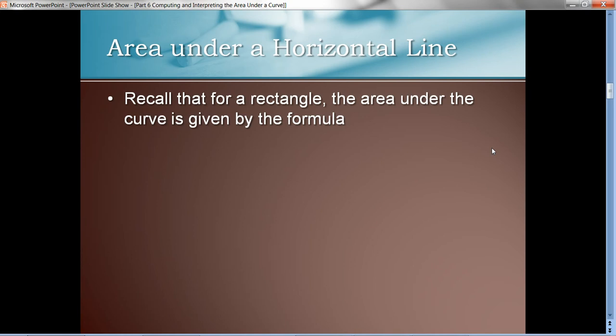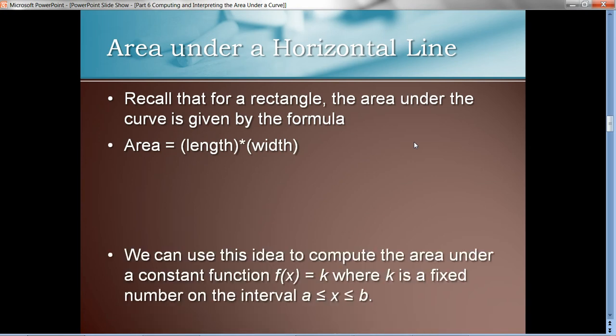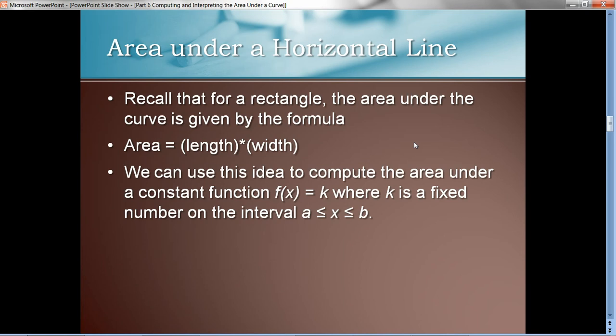Well, that gives the kind of area of a geometric figure called a rectangle. And we all know how to compute the area of a rectangle, right? That's just the length times the width. So we want to apply that same idea to a function that's fixed over a closed interval. All right? So we can use the same idea to compute the area under a constant function, f of x equals k, where k is a constant. There's no independent variable x here. And k is a fixed number, and the interval is from a to b.